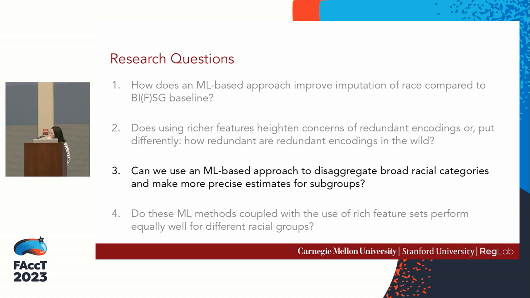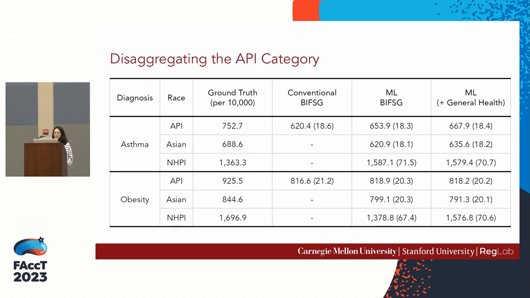Okay. And then we want to understand if the ML approach can disaggregate broader racial categories and make more precise estimates for subgroups. So here I show you 2 examples when we look at asthma and obesity. So in the 1997 OMB revision, it further breaks down API categories into Asian and Native Hawaiian Pacific Islanders. And you can see that the Native Hawaiian Pacific Islander categories, they are twice more likely to be diagnosed with asthma and obesity.